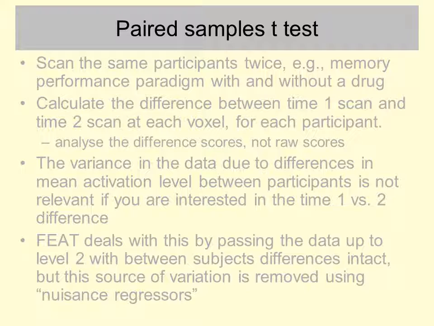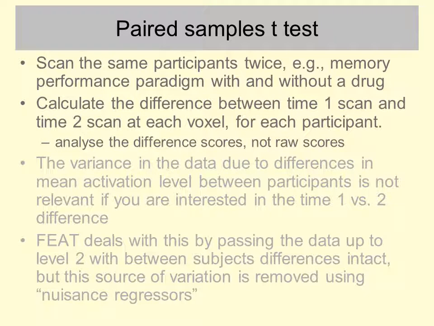Now let's look at the paired samples t-test and how that is implemented in FSL. So in this design you've scanned the same participants twice. For example, you've scanned some people on a memory performance paradigm, both with and without a drug. Now you want to be able to calculate the difference for each person separately between the time 1 scan and the time 2 scan at each voxel, because you want to analyse the difference scores, not the raw scores.